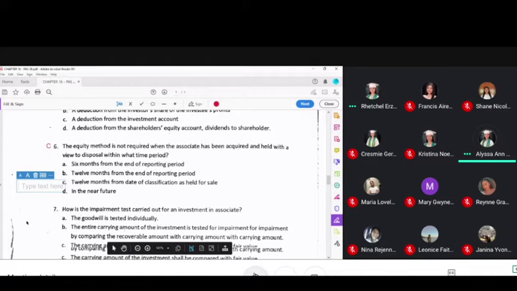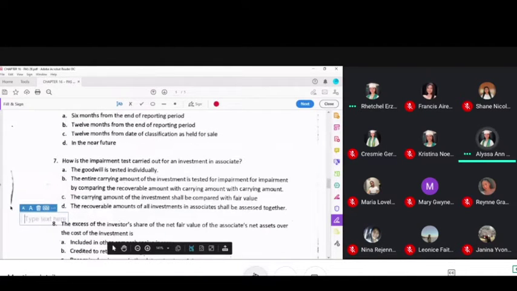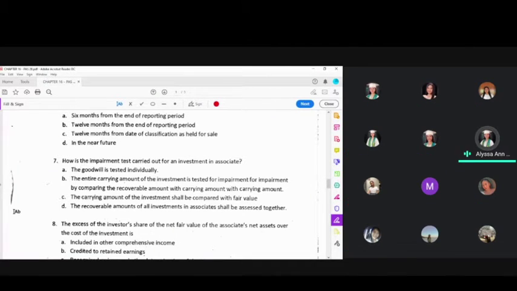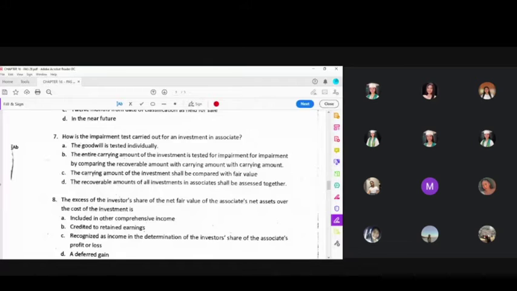How is the impairment test carried out for an investment in an associate? Our answer is letter B. The entire carrying amount of the investment, including the goodwill, will be tested for impairment in accordance with PAS 36, Impairment of Assets. Number 7 is bravo. That's correct. Proceed.